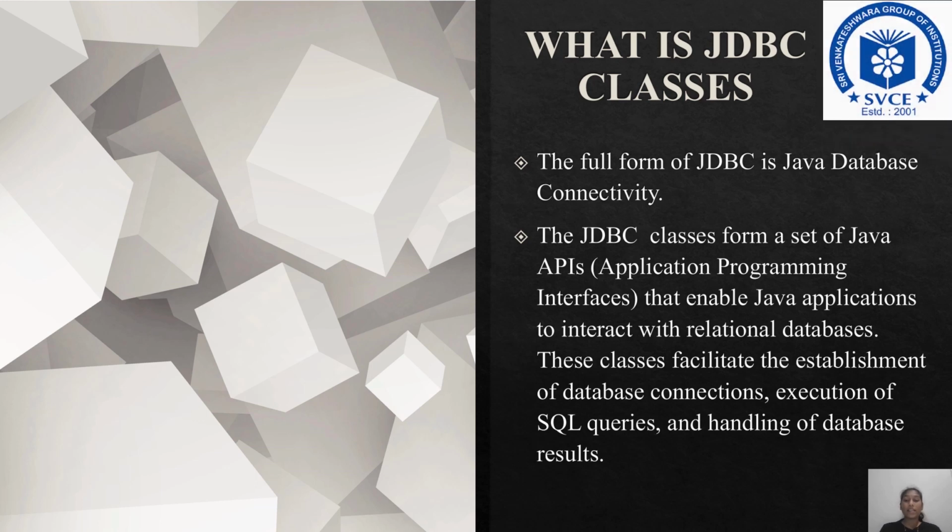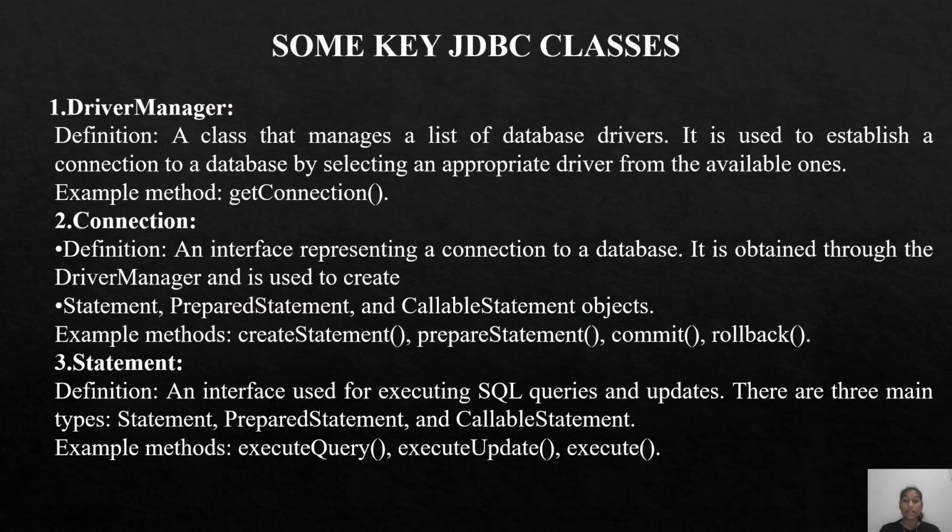What is JDBC? The full form of JDBC is Java Database Connectivity. The JDBC classes form a set of APIs. APIs means application programming interfaces that enable Java applications to interact with relational databases. These classes facilitate the establishment of database connections, execution of SQL queries, and handling the results.